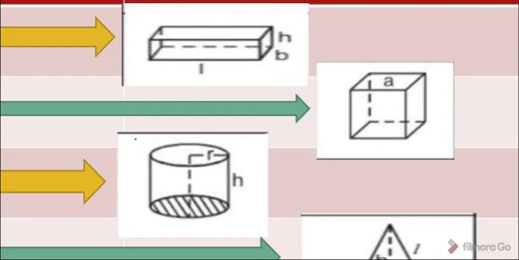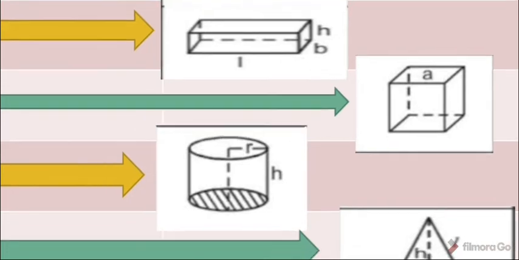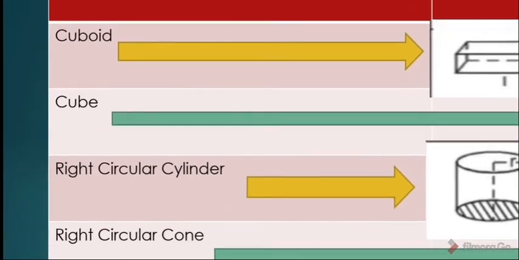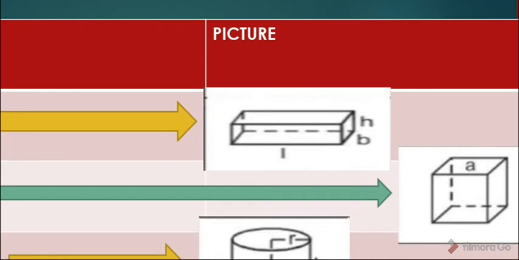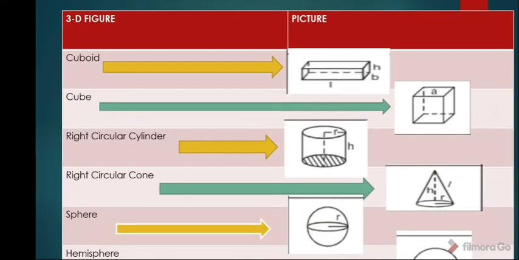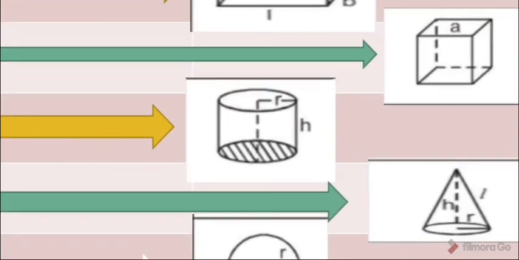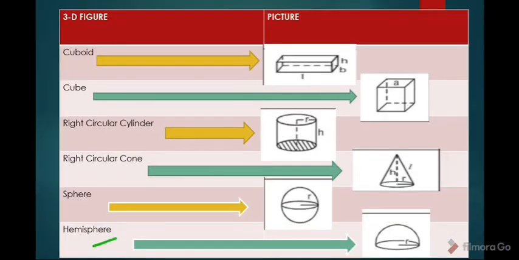Now we'll look at the third diagram. It is a right circular cylinder. This one is the diagram of a right circular cylinder. I will discuss it later on. Then the fourth one is a right circular cone. Then the fifth one is a sphere. This is the figure of a sphere. And the sixth one is a hemisphere, that is half of a sphere.